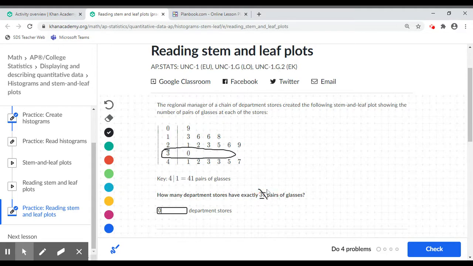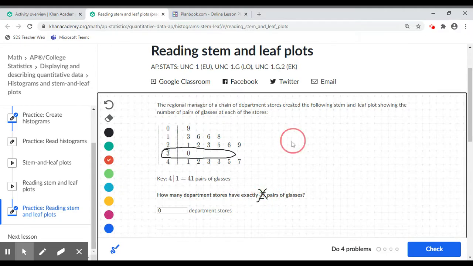Okay. What if instead of 37, what if it had said, how many had exactly 43? What if there's a 43 there? Well, I look for 40. Then I look over here. How many times did I see 43? 1, 2. That answer would be 2 stores. Exactly 2 stores have exactly 43 pairs of glasses.